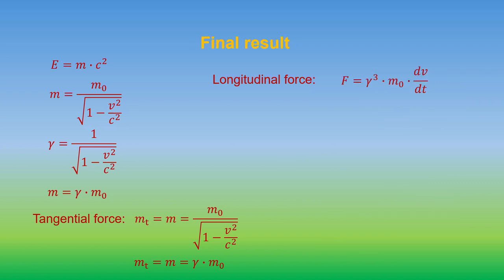We find that the longitudinal inertial mass, which is the apparent mass when an object is pushed forwards or backwards, is the Lorentz factor cubed times the rest mass. ml equals gamma cubed times m naught. Or ml equals m naught divided by 1 minus v squared over c squared to the power of 3 over 2.